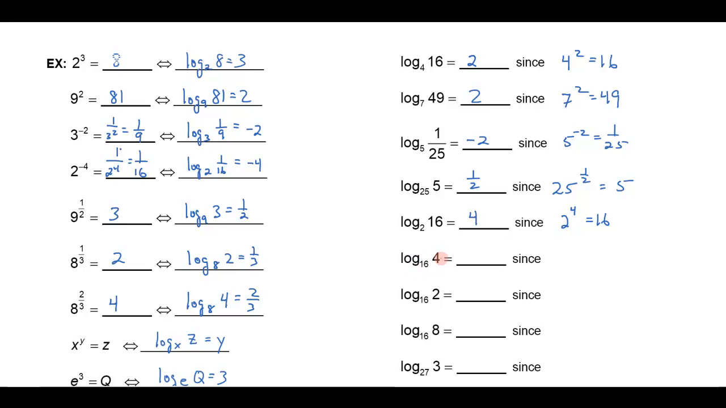How about the log base 16 of 4? Well, how do I get from 16 down to 4? I take the square root of 16, right? So that's going to be 1/2, because 16 to the 1/2, or the square root of 16, is 4. How do I go from 16 down to 2? What power? What's the log base 16 of 2? What power do I raise 16 to get 2?